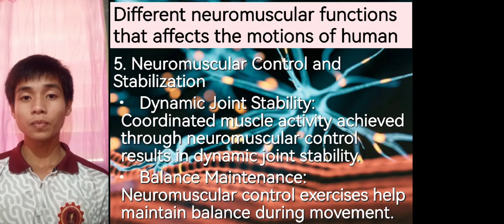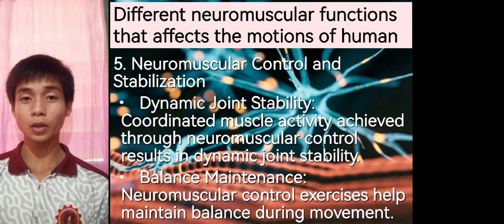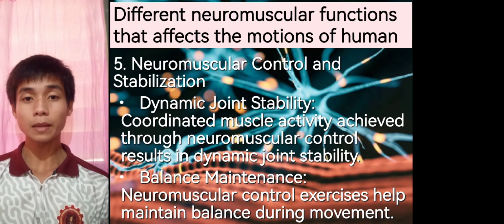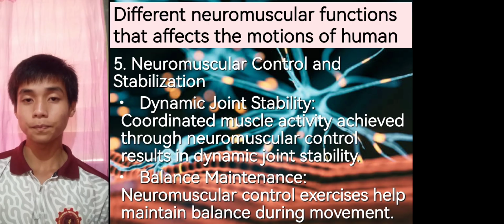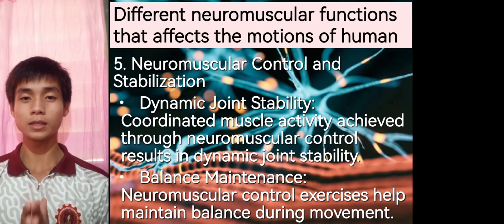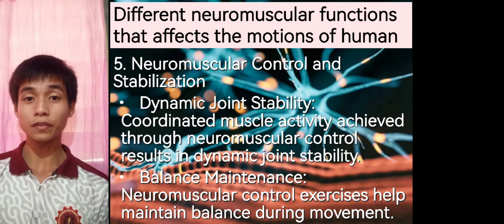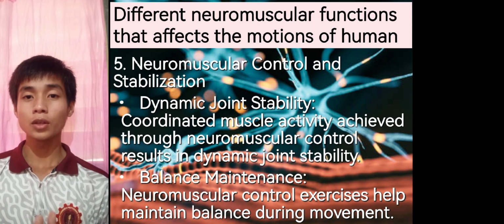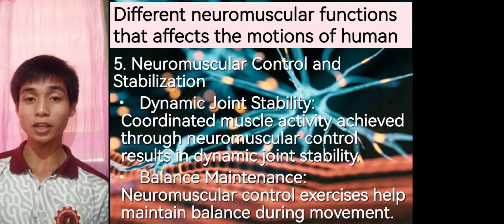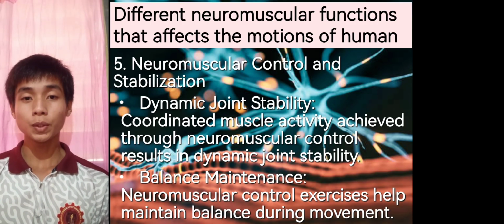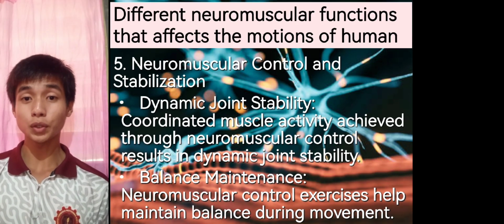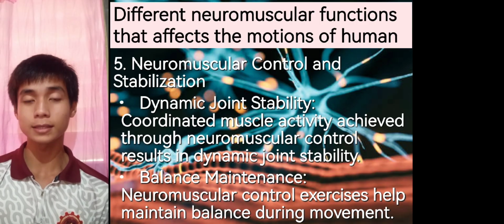Balance maintenance, on the other hand, involves the body's ability to stay upright and steady while moving or standing still. For example, when you walk on an uneven surface or stand on one foot, your neuromuscular system adjusts muscle contractions to keep you balanced. These mechanisms prevent injuries and allow us to move efficiently in different environments.